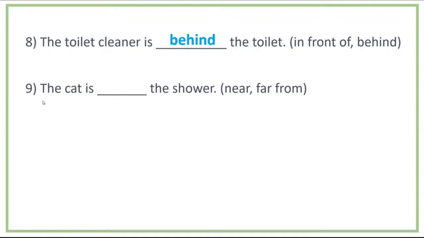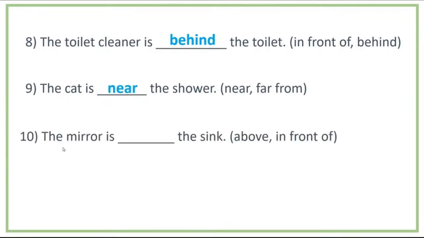Number 9. The cat is blank the shower, near, far from. Answer is, the cat is near the shower. Number 10. The mirror is blank the sink, above, in front of. Answer is, the mirror is above the sink.